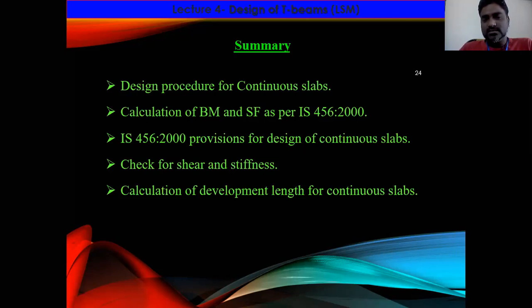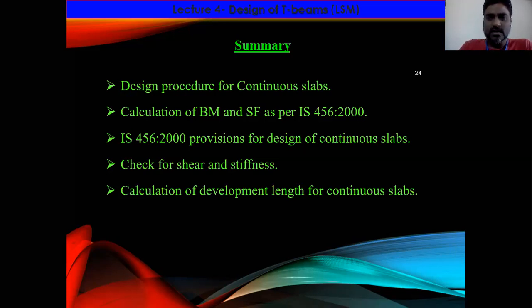That means the limitations of the method used for determination of bending moment and shear force coefficients, how to calculate the shear force and bending moment, and how to determine the area of steel in the main reinforcement as well as the distribution reinforcement, then how to check for shear and stiffness. Sorry, at last, how to check for development length. Right? So these things we discussed in this class.